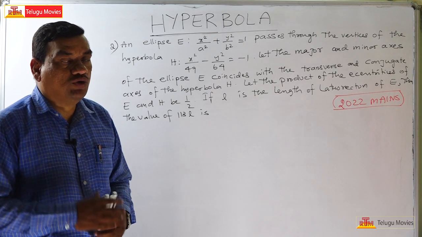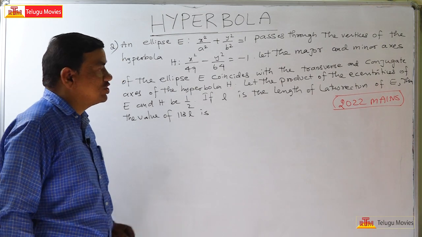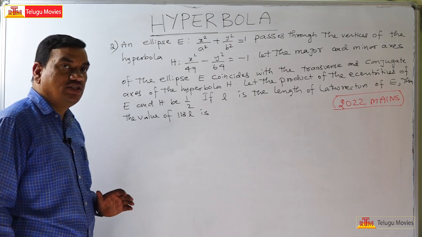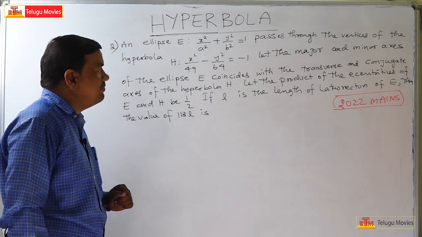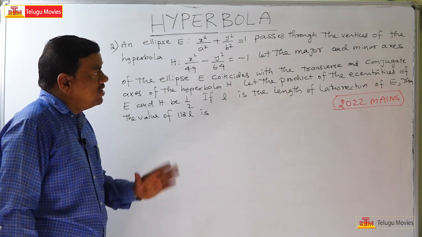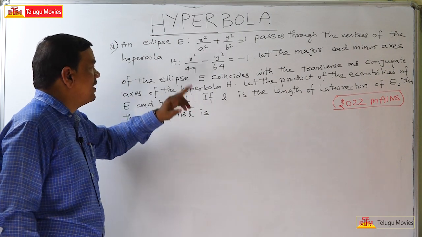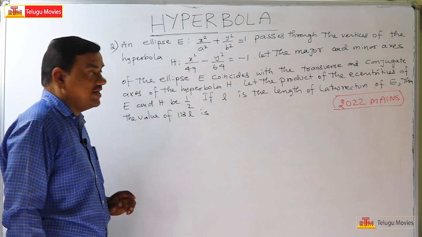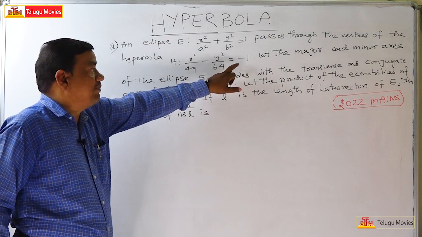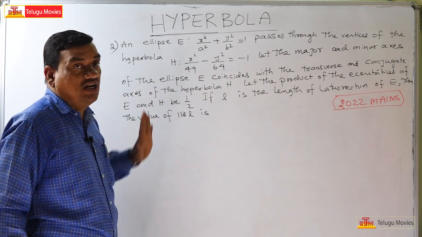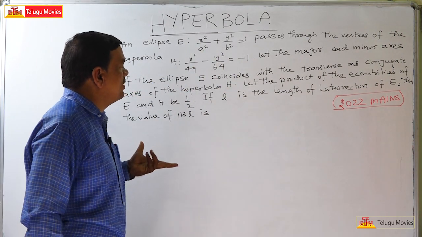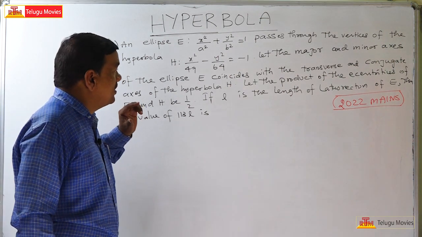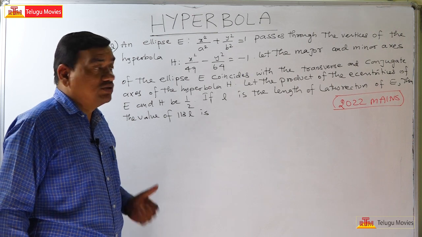Hi students, welcome to the next problem. Read carefully: an ellipse E, x square by a square plus y square by b square is equal to 1, passes through the vertices of the hyperbola H, x square by 49 minus y square by 64 equals minus 1. This is a conjugate hyperbola. We don't know whether the ellipse is horizontal or vertical.